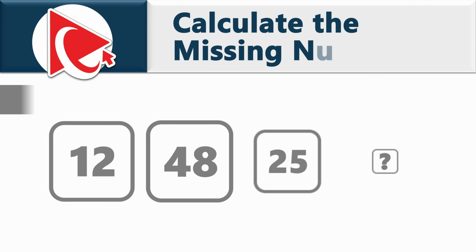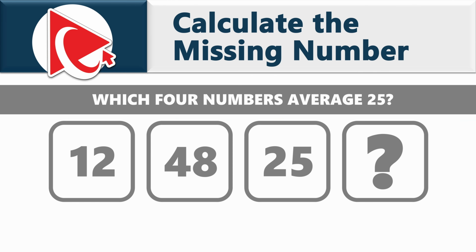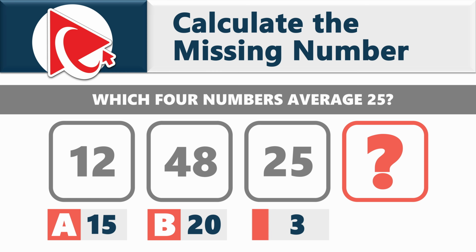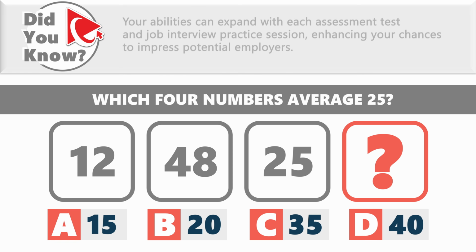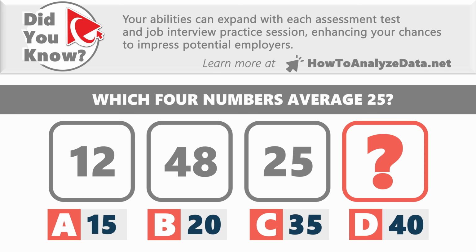You need to determine which 4 numbers average 25, but you're only presented with 3 numbers. The numbers are 12, 48, 25, and then comes the missing number, which you need to calculate and select out of 4 possible choices. Choice A, 15, choice B, 20, choice C, 35, and last but not least, choice D, 40. Here's the caveat though, can't use the calculator. Well, let me give you a little bit of time to solve this challenge, and let's reconnect on the other side to compare the answers.